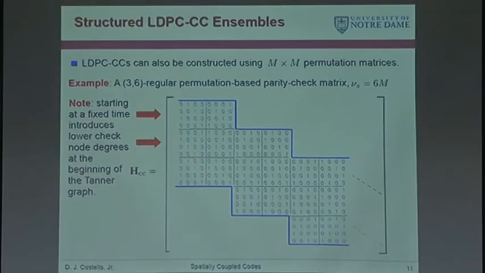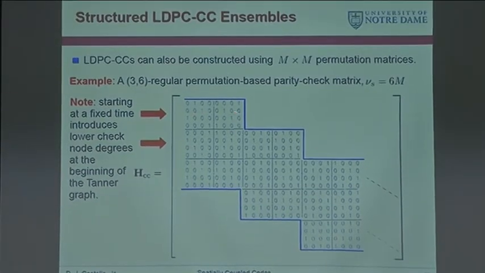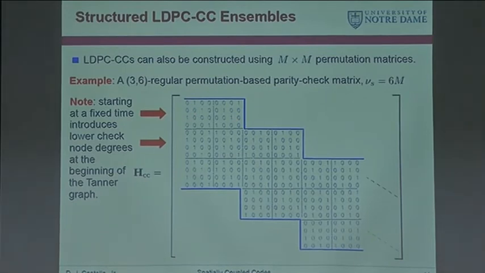But if you look at the first 2 sets of rows, the first set of M rows has only 2 1s in it. And then the next set of rows has only 4 1s in it. Again, these are permutation matrices, so they all have row weight 1 and column weight 1. It's not until we get to the third set of rows that we have the regular structure. And then that continues on. These are typically long sequences that are encoded and decoded with this type of code.